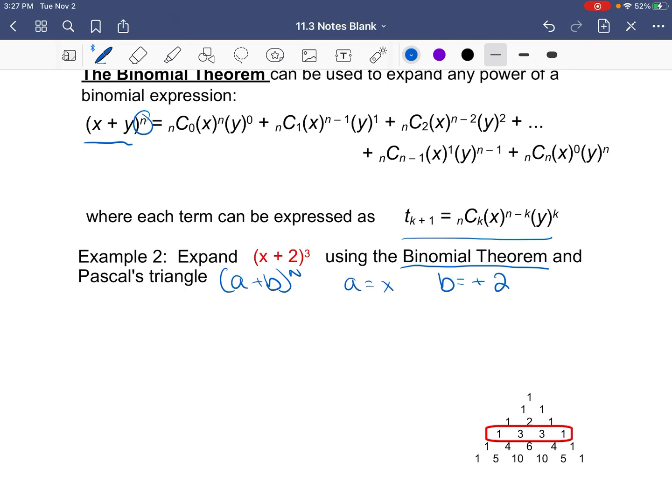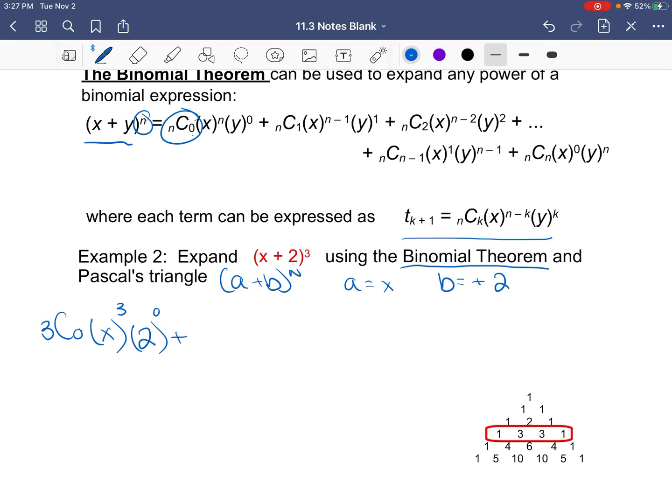So we'd start off with our combination. In our combination, we take our power and we have c, and we start at 0. So our power is 3, so 3c0. We have our first term to the highest power, and our second term, which in this case is 2, to 0.